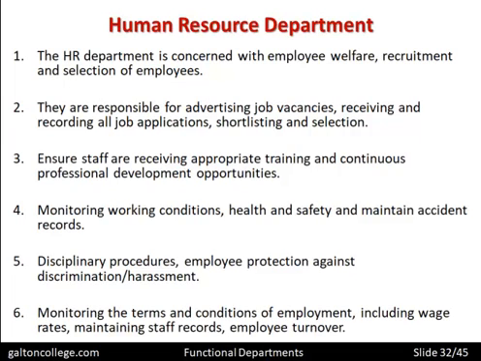Monitoring the terms and conditions of employment, including wage rates, maintaining staff records, and employee turnover. The HR department should be good at keeping records and working out why, let's say, employee turnover is high, what's causing it, making sure that there are good staff records maintained, making sure that remuneration is accurate and is fair and is sufficient to motivate the employees to make good effort, but also is fair in terms of what has been paid within the economy for similar activities, but also ensure that there's no discrimination or unfairness within the system.